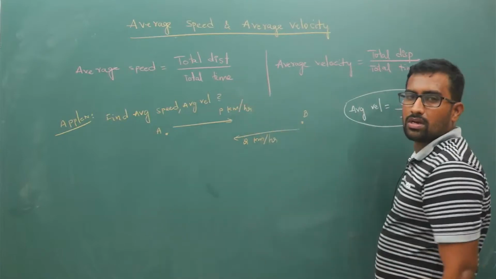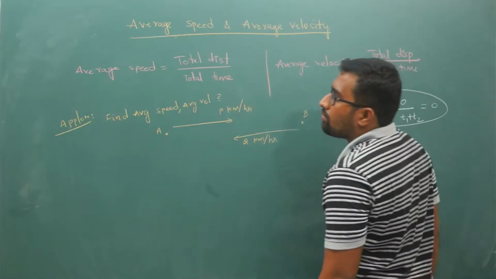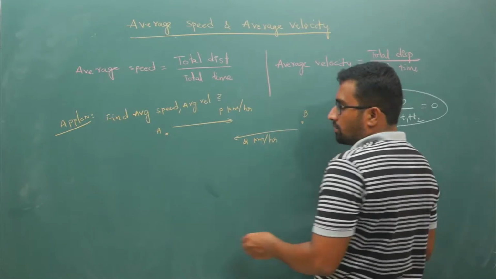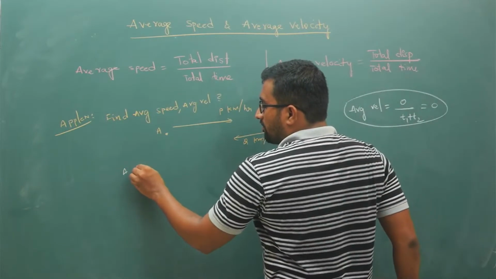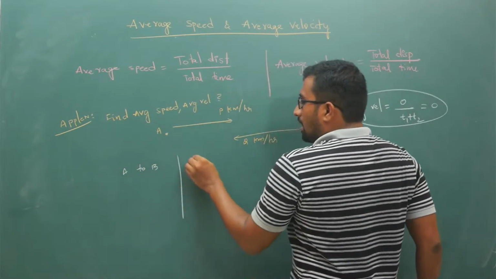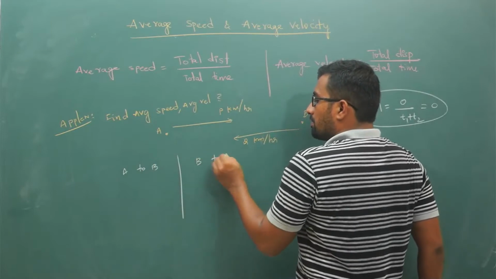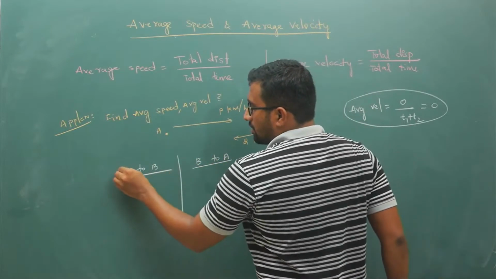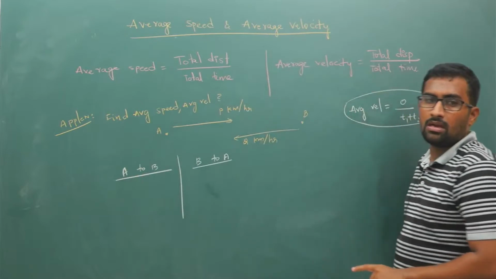Now we are supposed to calculate average speed. So what is your average speed? I will tell you. Here the body will go from A to B and come back from B to A again. So two things are there: one is from A to B and the other is from B to A.